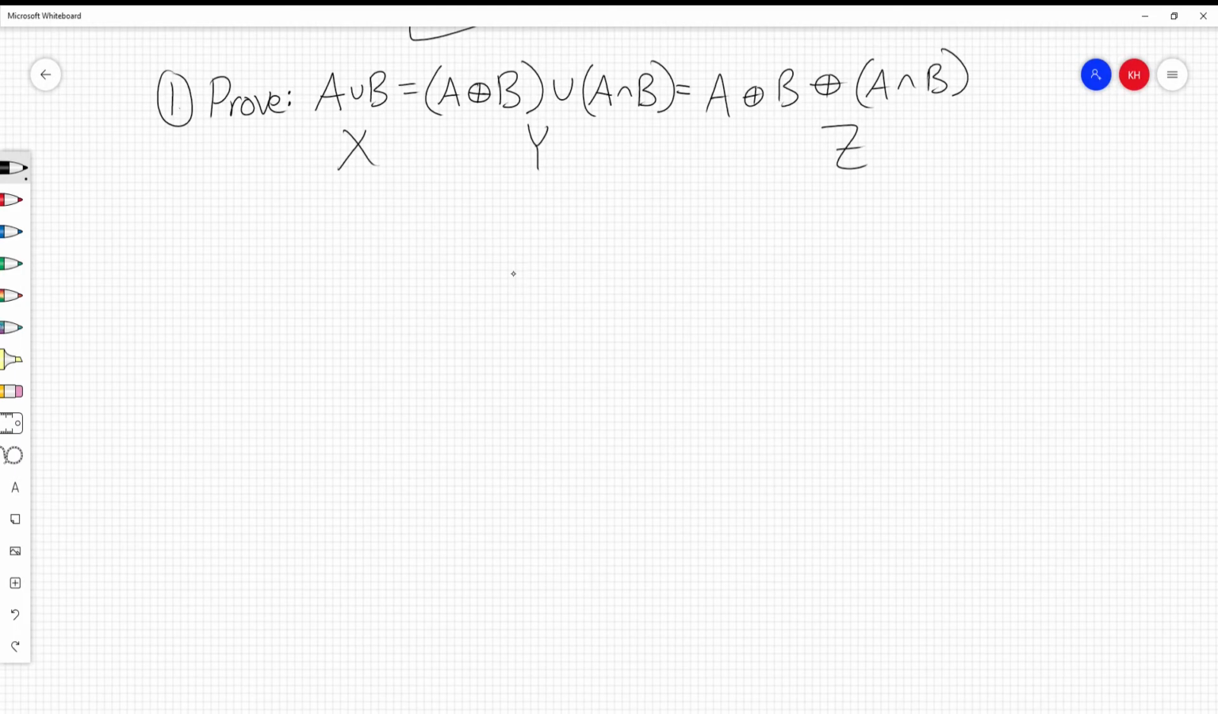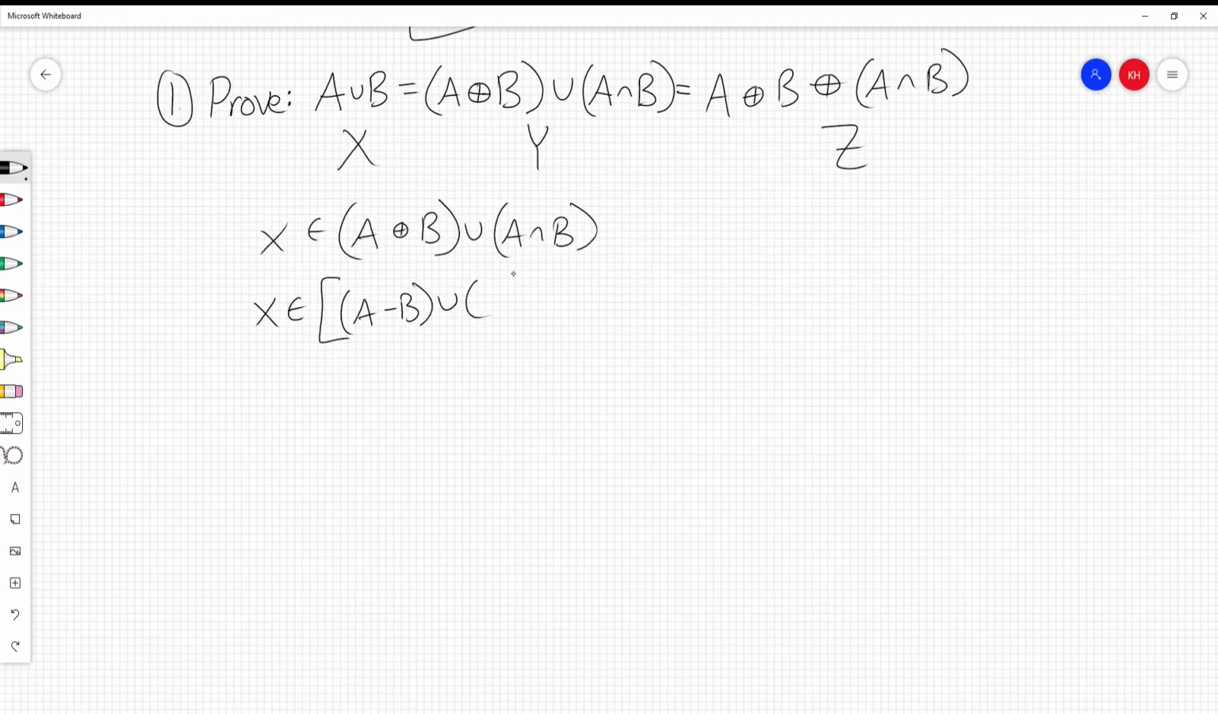So if Y is a subset of X, then we have X is an element of A symmetric difference B union A intersection B, right? Which then shows that X is an element of A minus B union B minus A, just the definition of the symmetric difference function, or X is an element of A and X is an element of B. So I broke down each one by one layer.